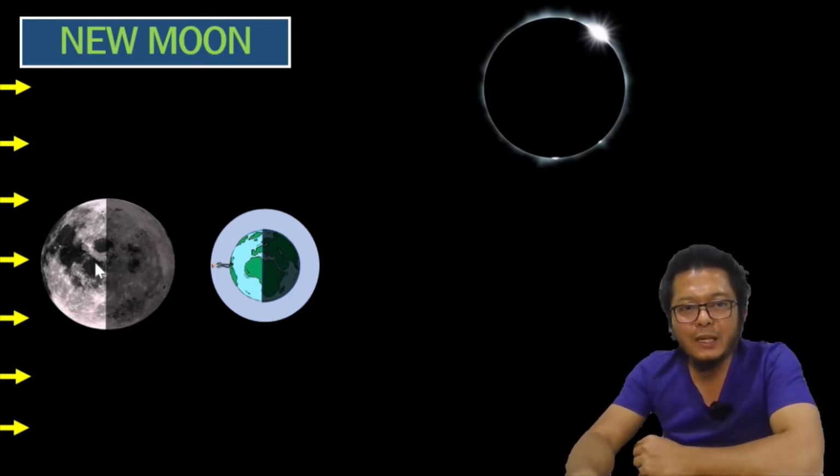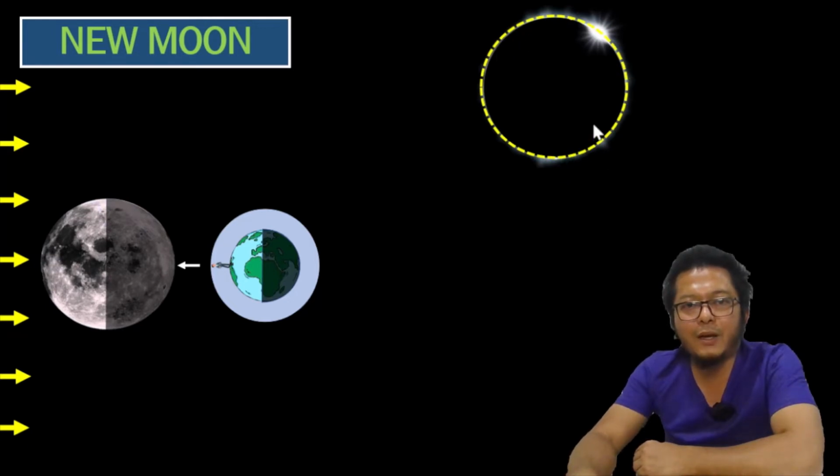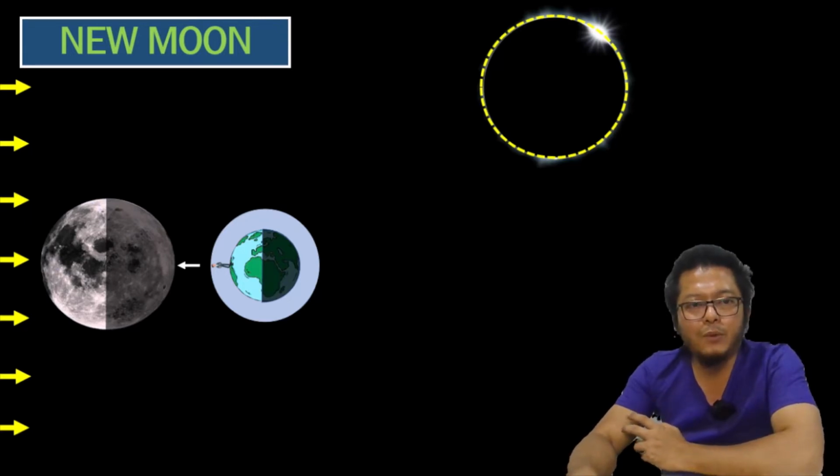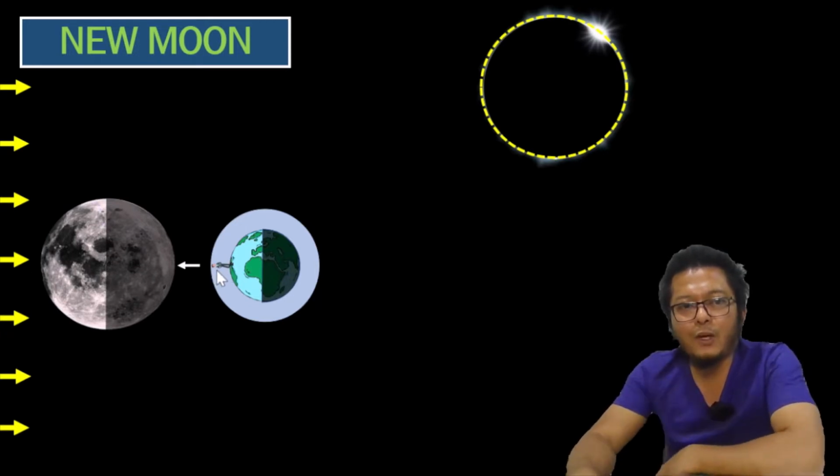So when the moon is here and the Earth is here, we can't really see the moon. We can only see the shadow of the moon. If we are looking from here, we can only see darkness. Actually, the moon is round like this, but we cannot see it. Maybe except using a telescope, but with our eyes, we can't really see the moon if we are here. So for the new moon, we should understand that when we are standing here, there's a new moon.